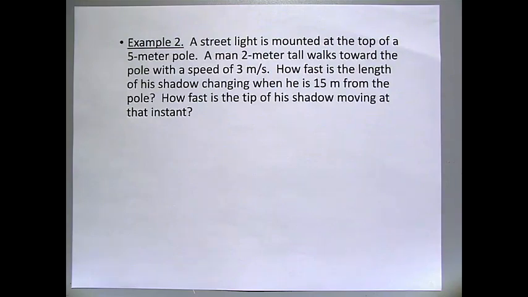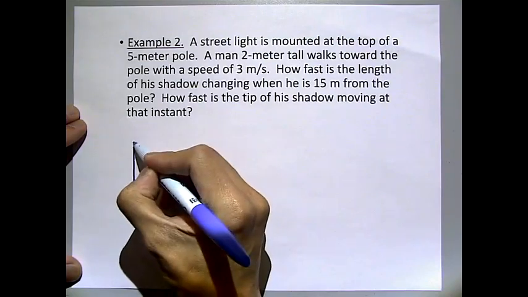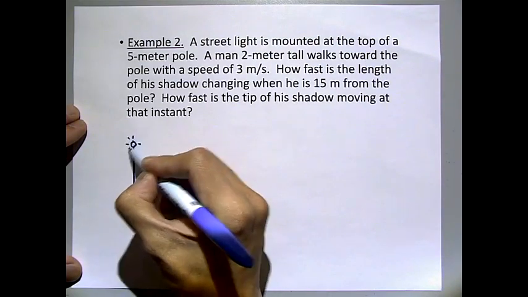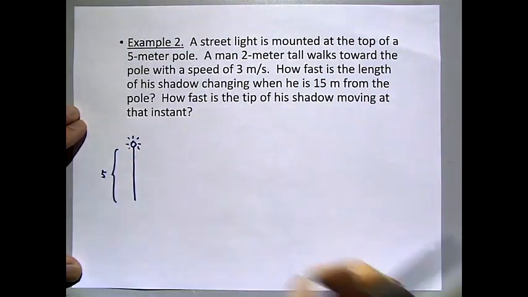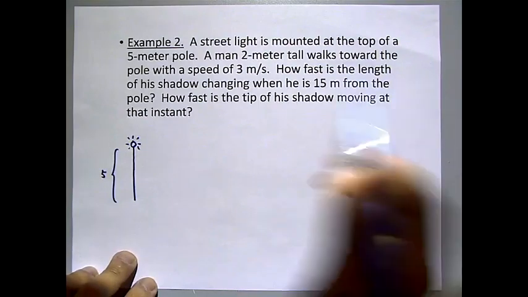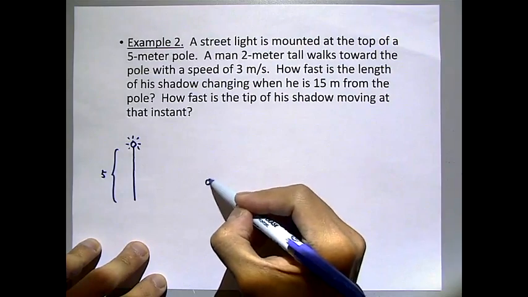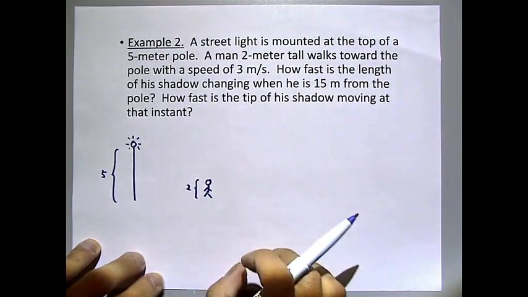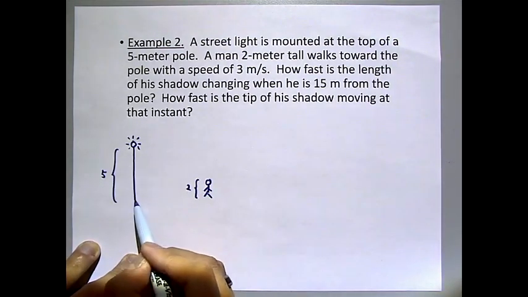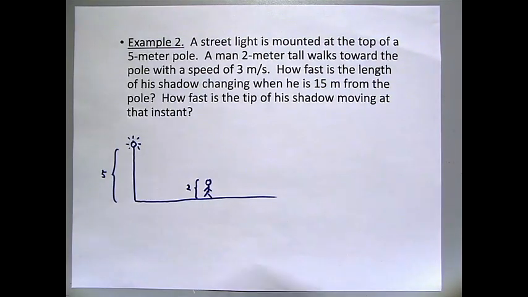Let me sketch a picture here. It'll make it more clear. Street light, 5-meter tall pole. So here's the light. And this is 5 meters tall. And then you got this guy here that's 2 meters tall. So right here, this guy, 2 meters tall. And this is ground, of course. Okay, and he's walking toward the light here.